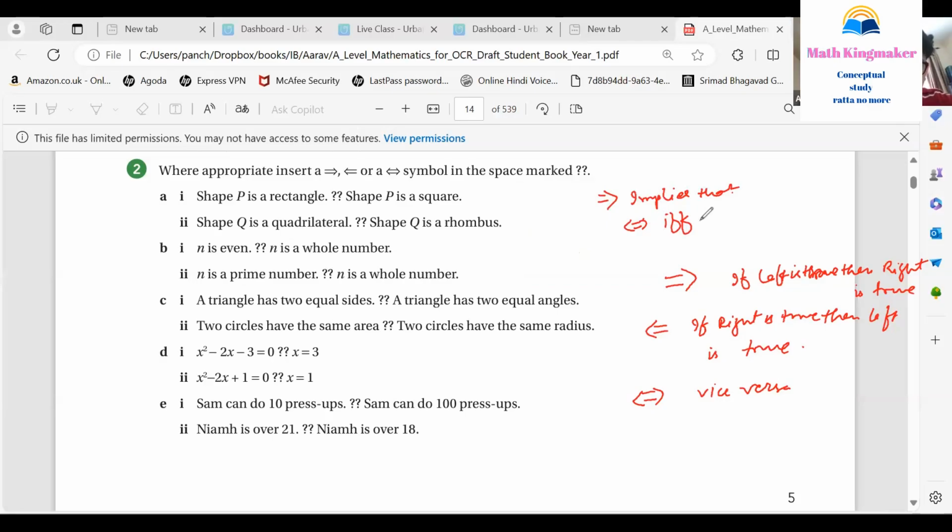Two circles have the same area, two circles have the same radius. So area is pi r squared, and pi is a constant. So yes, two circles have the same area if and only if they have the same radius. The forward statement is true, and the backward statement is also true. To have the same area, you need the same radius, because area depends upon the radius only.